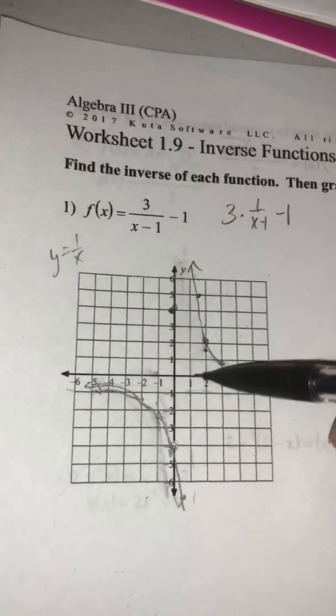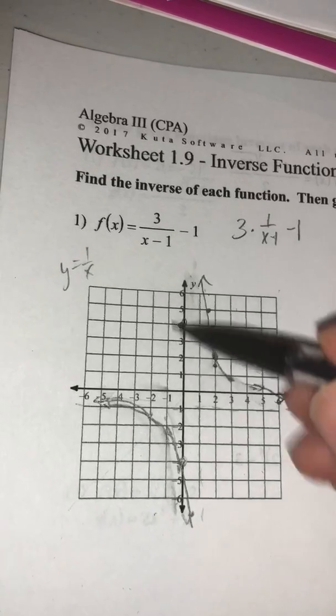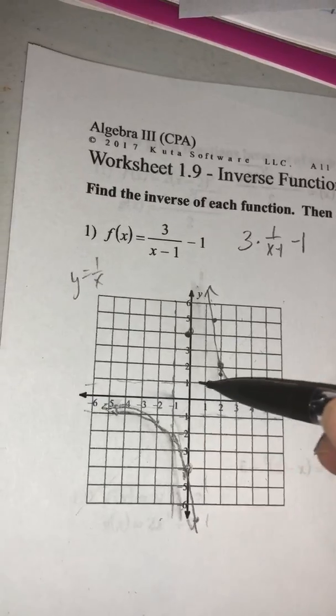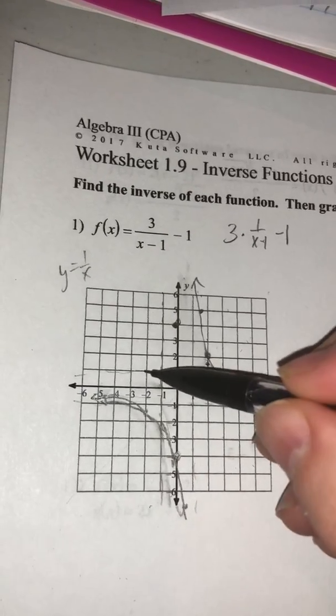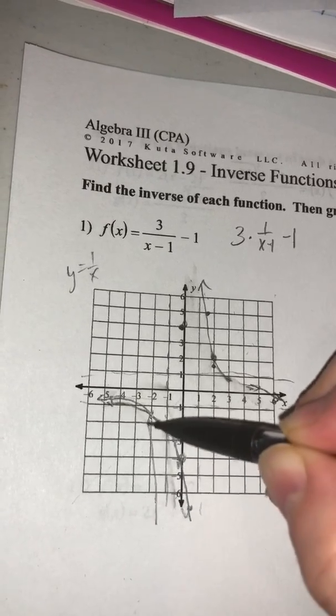And my new asymptotes are going to be left 1, up 1. There we go. And then this one will be at a negative 3. Okay.